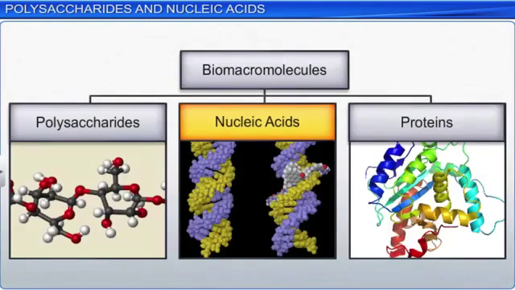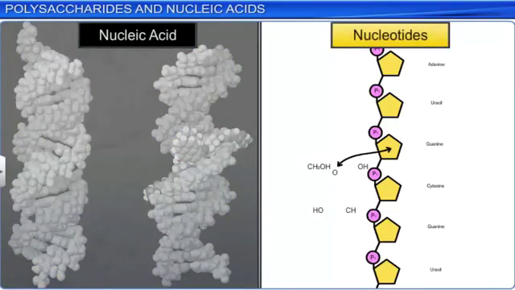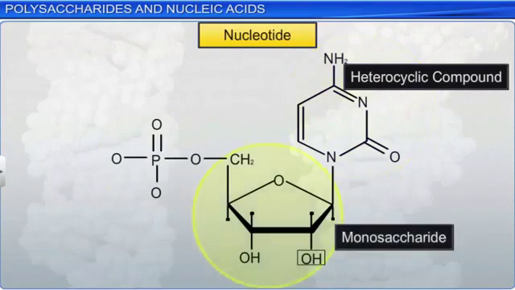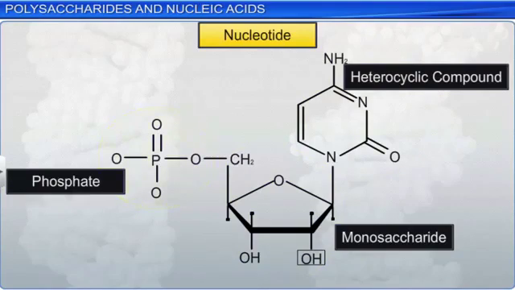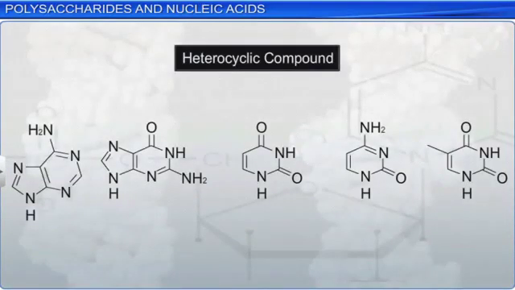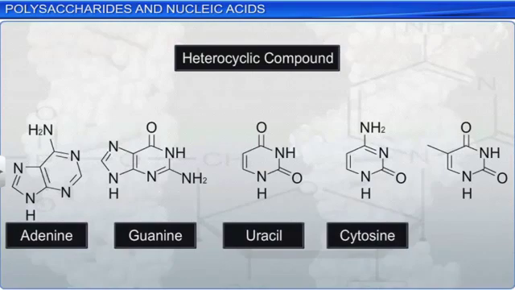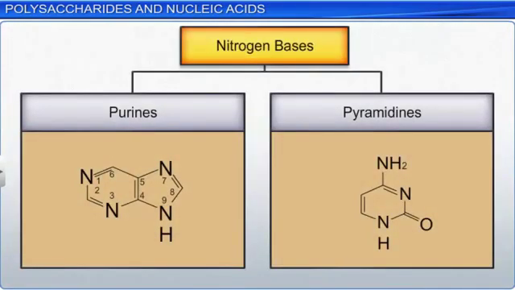Another type of biomacromolecule in the acid-insoluble fraction of living tissues are nucleic acids. A nucleotide acts as a building block of nucleic acid and forms a polynucleotide chain. A nucleotide has three chemically distinct components, namely a heterocyclic compound, a monosaccharide, and phosphoric acid or phosphate. The skeletal heterocyclic ring compounds are actually nitrogenous bases such as adenine, guanine, uracil, cytosine, and thymine. There are two types of nitrogen-containing bases, namely purines and pyrimidines.